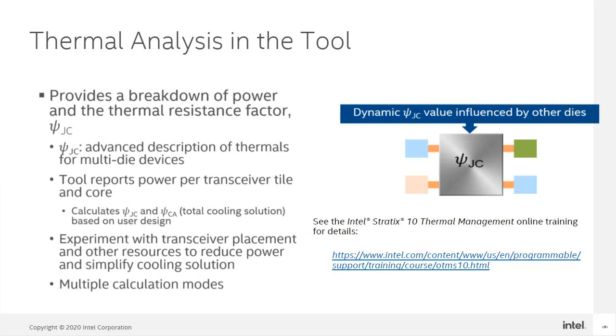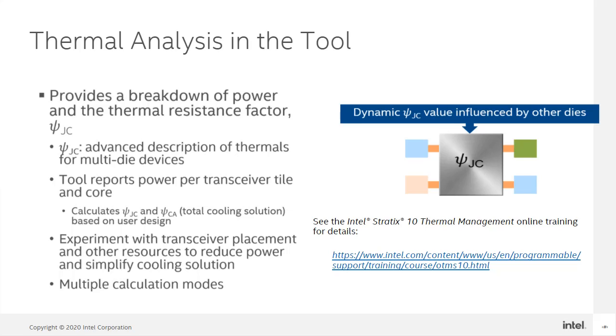SciJC is a dynamic value that is dependent on the application power and is influenced by multiple silicon dies. As such, multiple values are possible. The Intel FPGA Power and Thermal Calculator reports SciJC values for each die based on the design implemented in the device and the effect of multiple dies. The report provides a breakdown of power between the transceiver tiles and the core die. The tool calculates SciJC specific to your design.